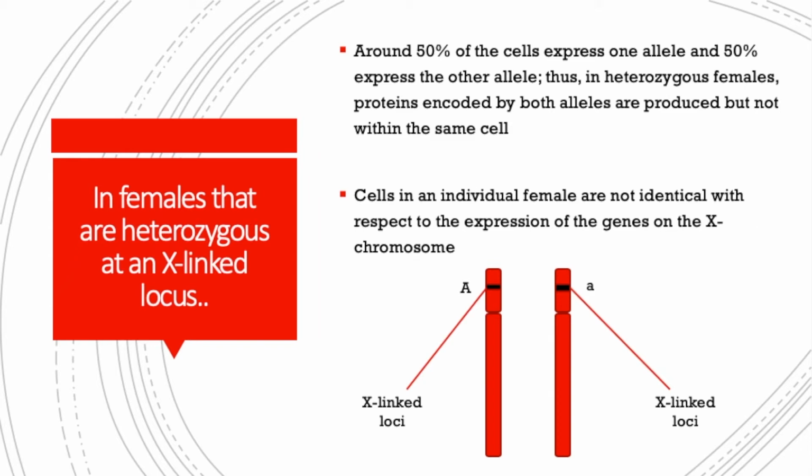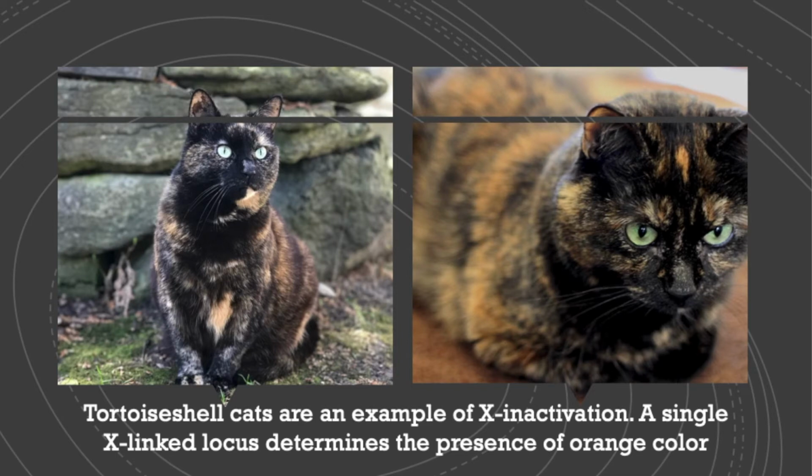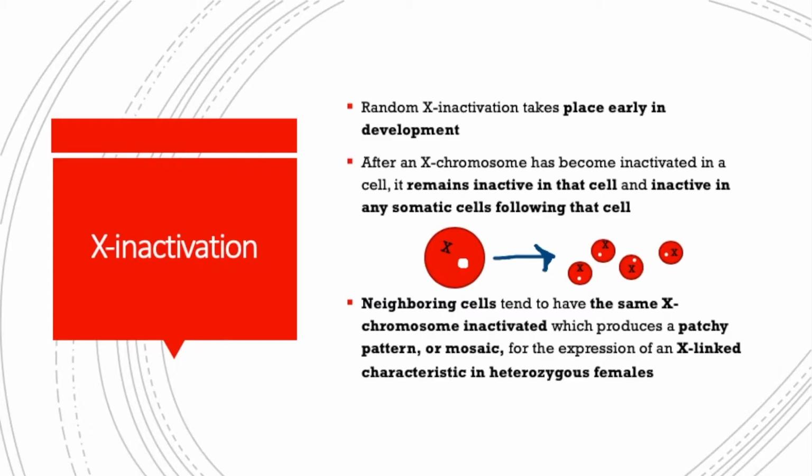A great example of X inactivation are tortoiseshell cats. A single X-linked locus determines the presence of orange color in the cat's fur. The process of X inactivation takes place in early development. After the X chromosome has become inactivated, it remains inactive in the cell and in any following somatic cells. Neighboring cells tend to have the same X chromosome inactivated, which produces a patchy pattern.